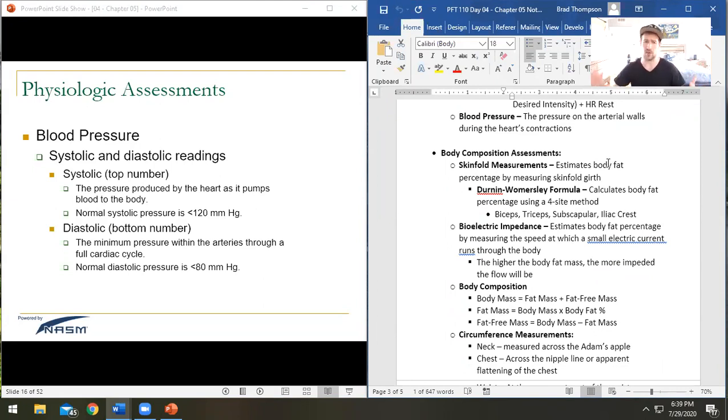We want that pressure to be around 120/80. That's normal blood pressure. If it gets somewhere as high as 140/90, that is what we consider to be hypertension.